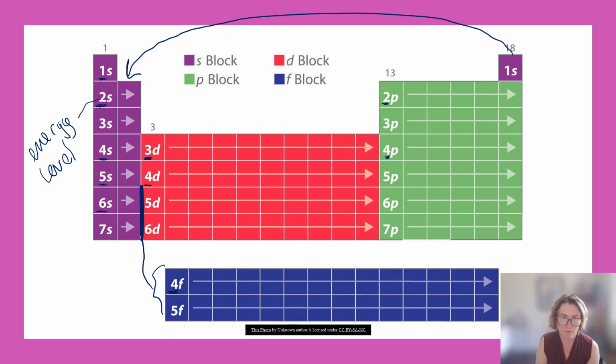But again, we're not really going to deal much with those F block elements. And I promise, as we start to practice with these, I will do some D block elements so that you can see exactly how to go about filling that up.